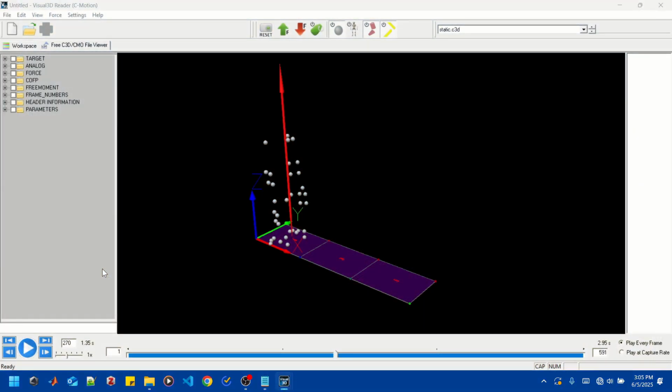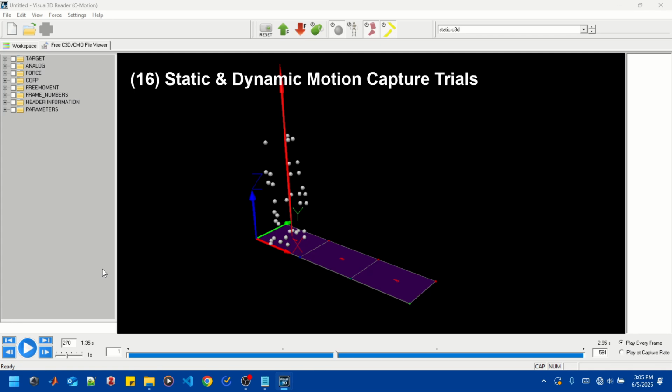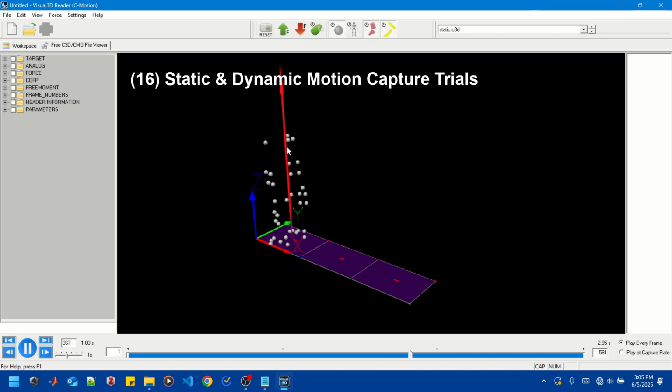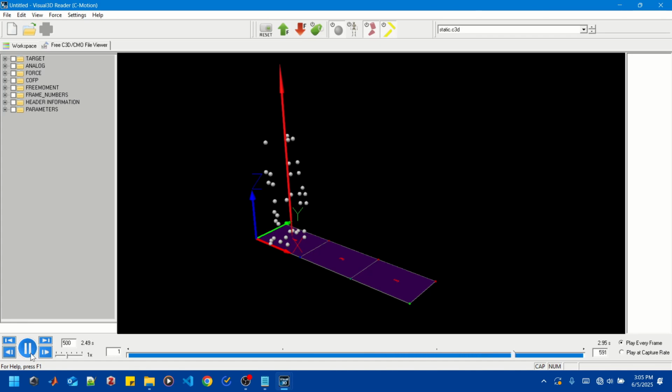Right, tip number 16, which is the final tip for data collection trials, is to collect both static and dynamic motion capture trials. So this is a static trial where the subject just stands still for about 5 to 10 seconds with a T pose, that means their arms in a T position or crossed over their chest. And the purpose of the static trial is to get the marker position so that you can recreate the skeletal structure of the subject during the biomechanical analysis.